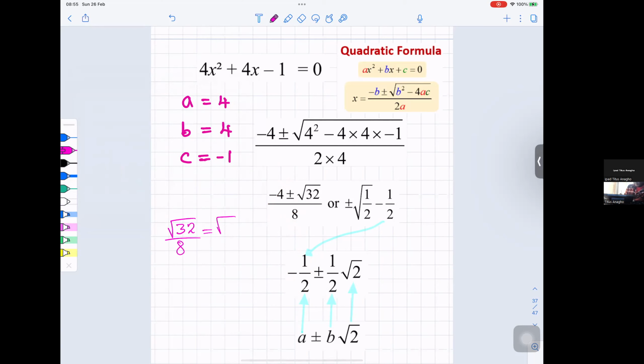You can write it as square root of 16 times square root of 2, over 8. What's the square root of 16? 4 over 8, and then root 2. 4 divided by 8 is a half. Half root 2. So that's why we got minus a half plus or minus a half root 2. And that's how you do it for a non-calculator paper.